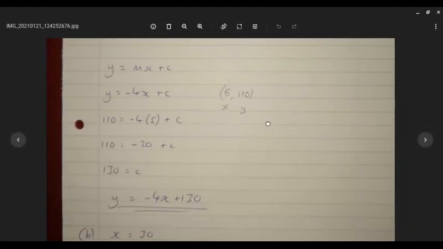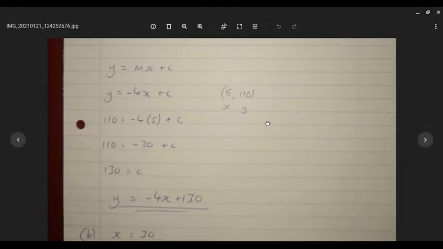We now substitute that into y equals mx plus c. So remember, the gradient is m. So this will become y equals negative 4x plus c. So that means that on the straight line, the y-coordinate is negative 4 multiplied by the x-coordinate plus c, whatever c is. So we can work out c.